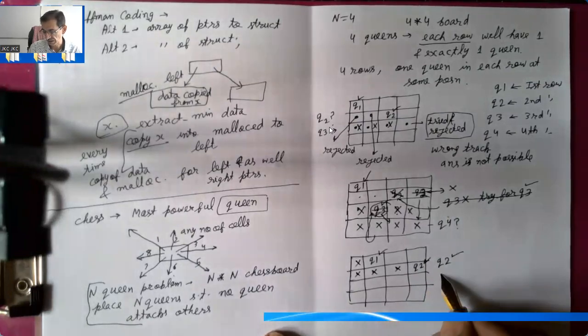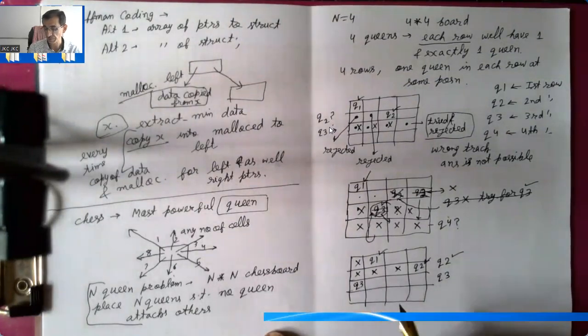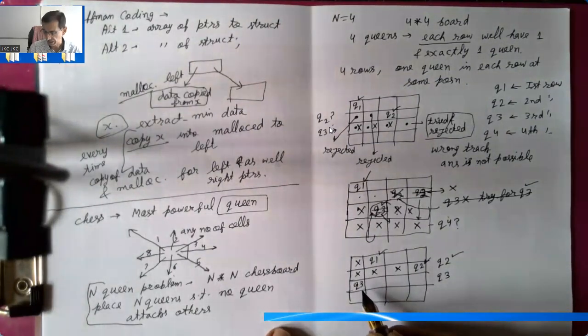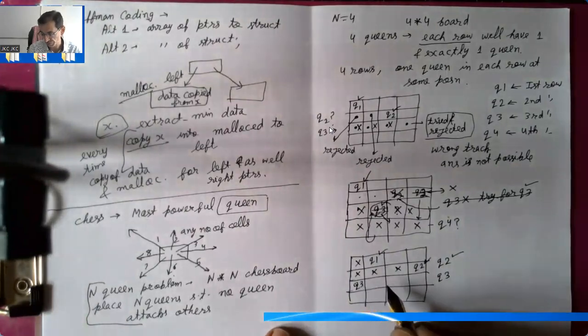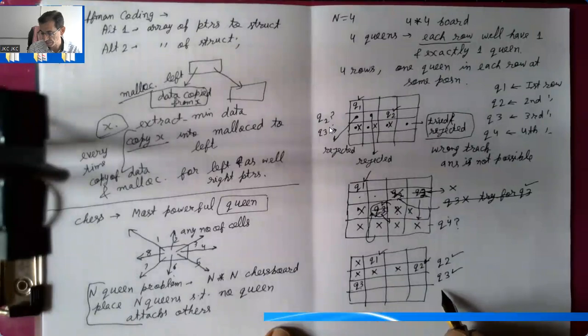Q2 fine. Then I will go for Q3. Can I place Q3 here? Yes, probably this is not under attack. So one possible place for Q3 can be this. If accepted, fine. Otherwise, I will explore further. Q3 placed here. Then I will say Q3 is ready for the time being. If ready, then try for Q4. If ready, then go to the next level.